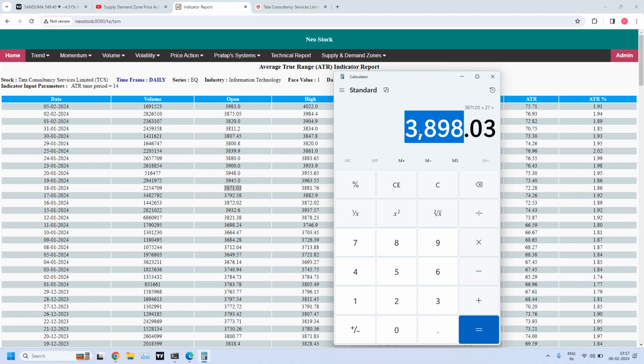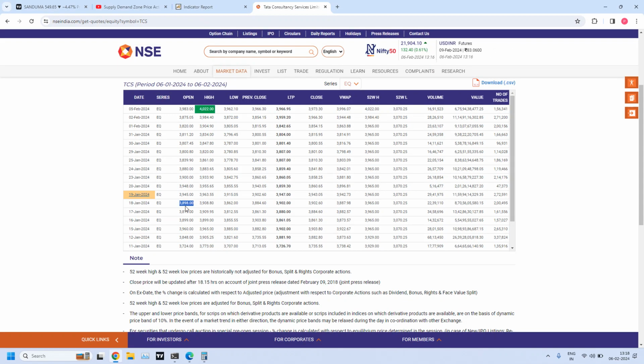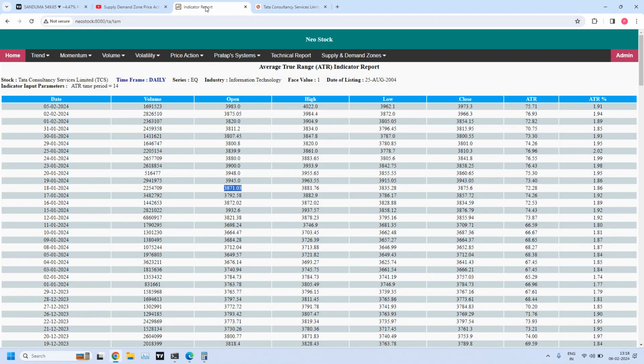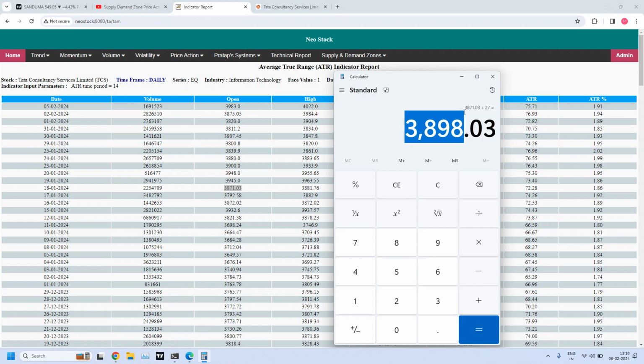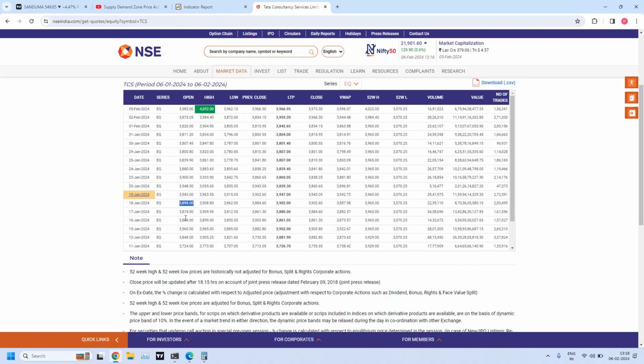See, after adding 27, 3,898. Now what is NSE data? 3,898. See here, 3,898. My value after adjustment is 3,871, plus 27, 3,898. See NSE data 3,898. In this example it came very close. Maybe if we see more and more backward data, you will see a few rupees difference.